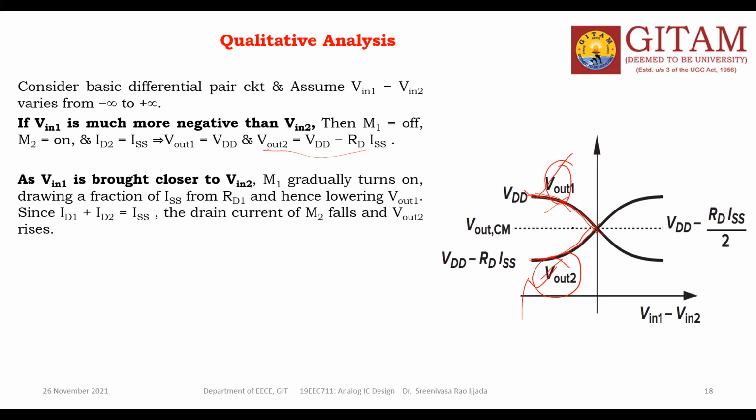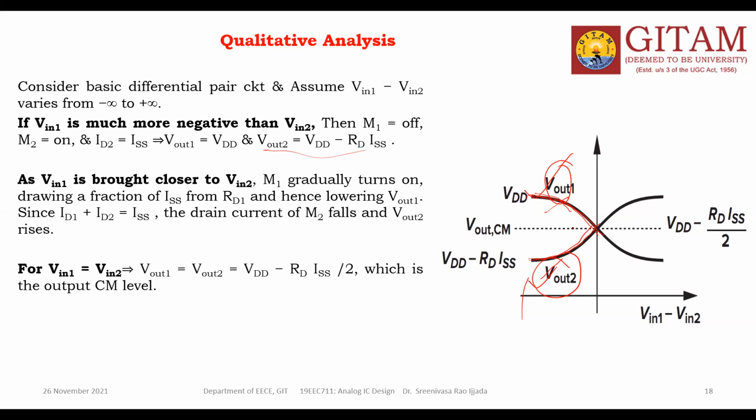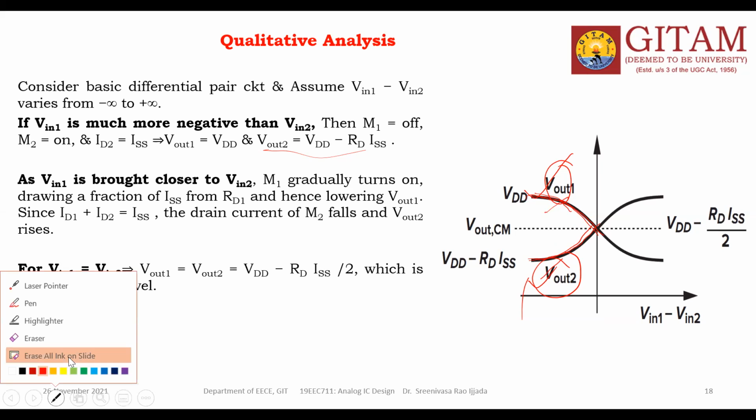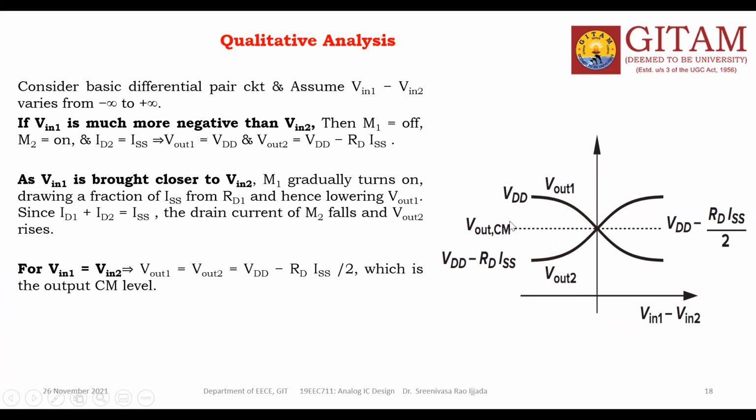As Vout1 falls, the Vout2 rises. Third case: both are equal. Whenever input 1 and input 2 are equal, the ISS is equally split into two branches. That is, in one branch ISS by 2, and in the other branch half of the ISS. Then Vout1 is equal to Vout2, which is equal to VDD minus RD into ISS by 2.